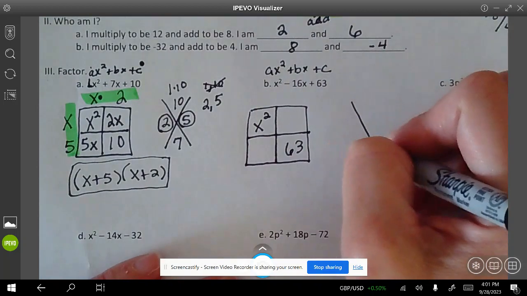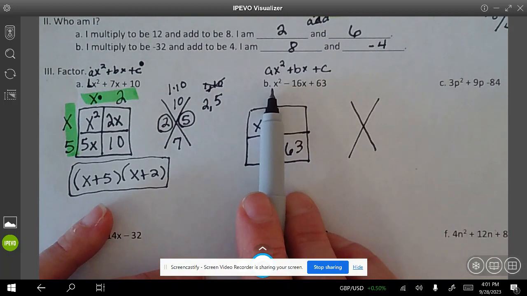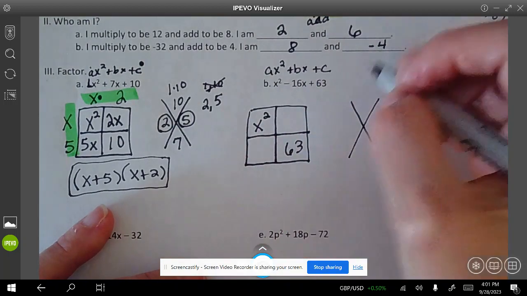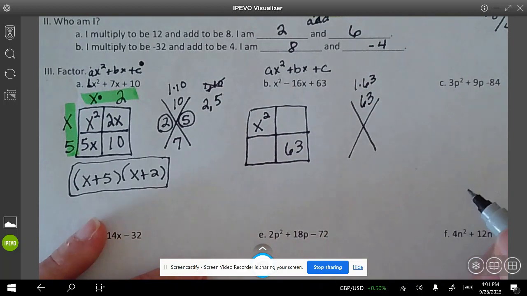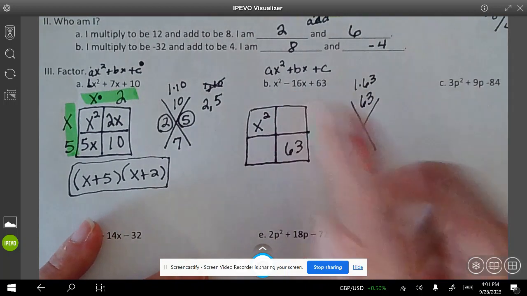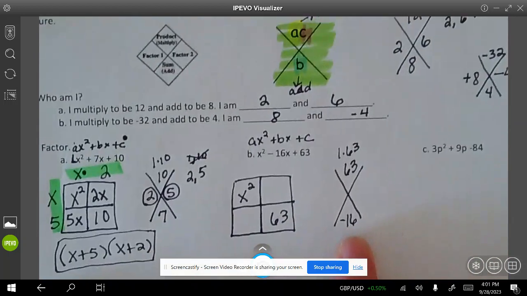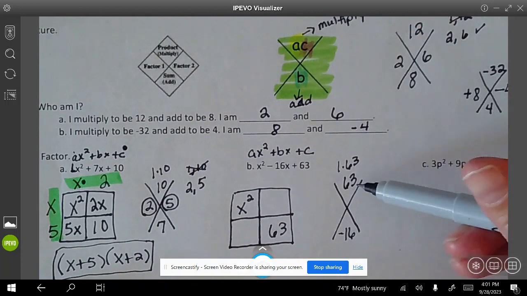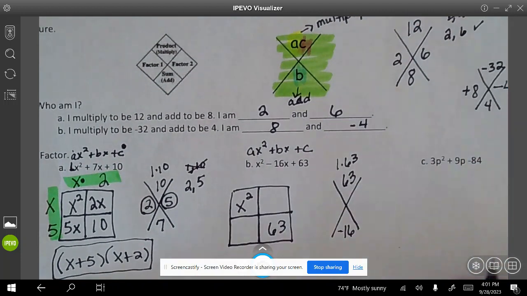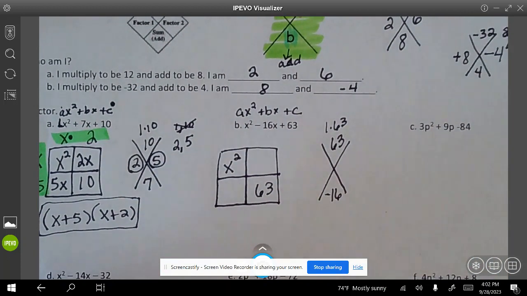Okay, now we do our big X. So my a is 1. My c is 63. So 1 times 63 is 63. And then down here, we put the number in the middle, which is negative 16. That's your B. Okay? Now, again, if you get confused with that, go right here. A times C, B. So I did A times C, B. All right? Two things that will multiply to give me 63 and add to give me 16.